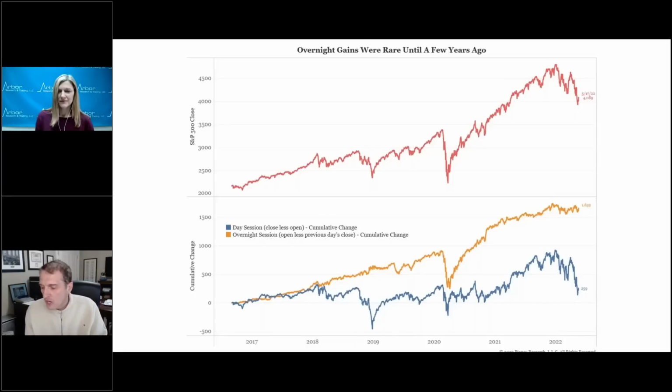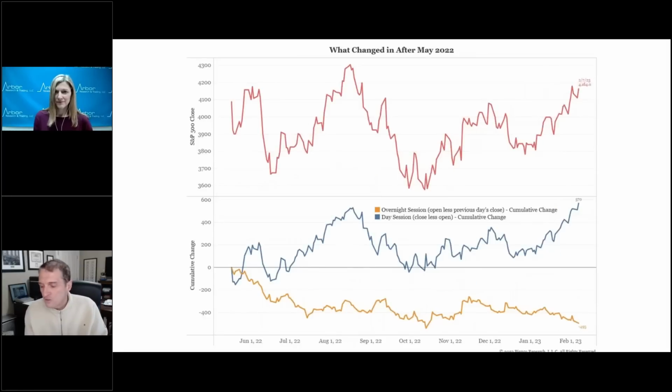Now, if you go to the next chart, the last chart, it's the same chart you've seen before, but now it starts in mid-May. And what you see here is there is no gain overnight. As a matter of fact, overnight, usually the market goes down, and especially since, say, the October low, overall, more than 100% of the gain in the stock market from the October low has come during the open to close NYSE day session.